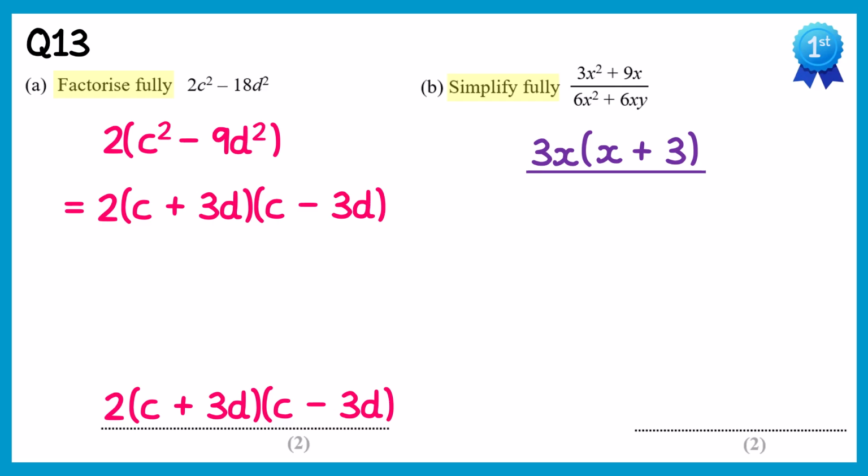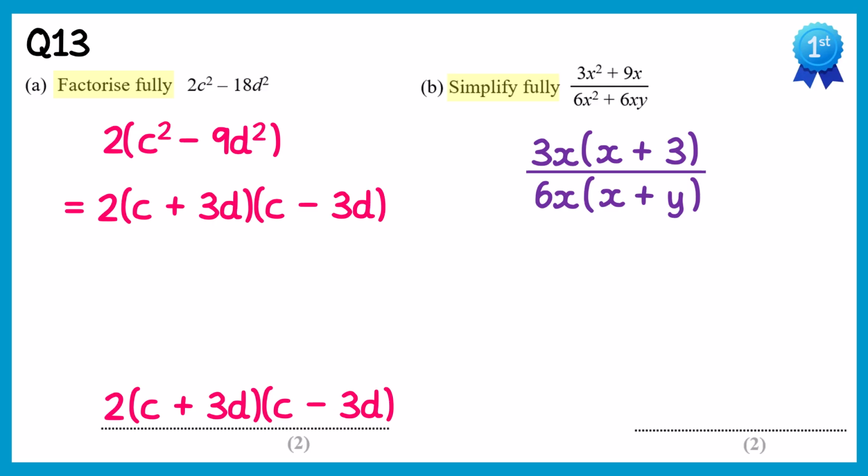On the bottom we can factorise out a 6 since there's a 6 in both of them, and also an x since there's an x in both of them. So we've got 6x and then a bracket. Inside this bracket we need x to get 6x squared, and we need y to get 6xy.